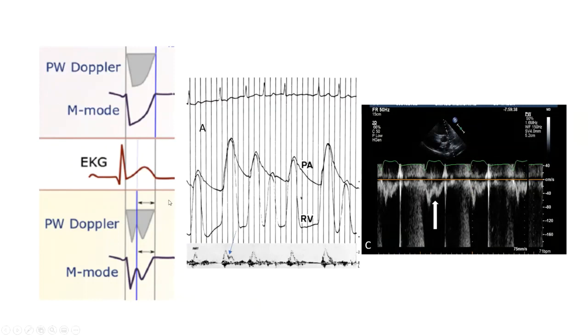This is from a very nice editorial that was written in the JASE by Bernard and Tuzinski from Mass General, which correlates the notch in the pulmonary valve M-mode with the notch in the transpulmonary valve Doppler signal. And here's a corresponding notch from a patient at our institution with pulmonary hypertension. What causes this notch?